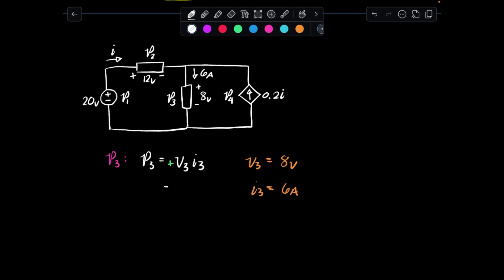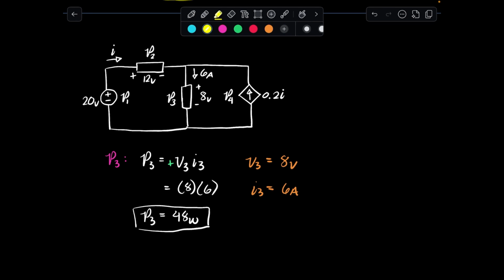And so P sub 3 is equivalent to positive 8 volts times 6 amps. Therefore, P sub 3 is equivalent to 48 watts. And this power is positive. It's a positive value. Therefore, it is being absorbed by that element.